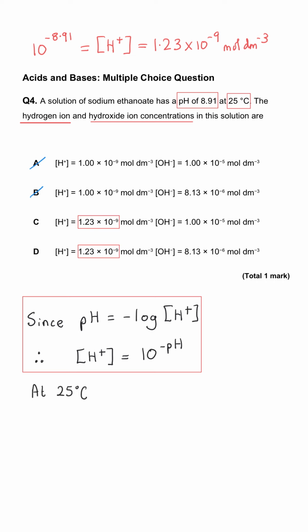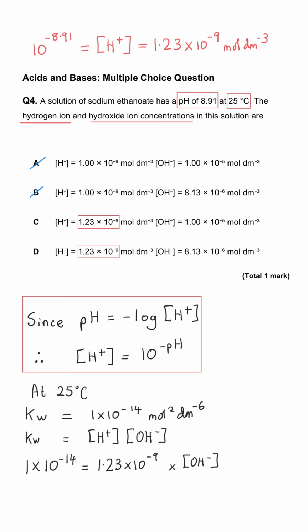Well, the significance of that temperature is that if it's 25 degrees C, the value for Kw, the ionic product of water, is going to be 1 times 10 to the minus 14, because that's just a fact that you need to know about 25 degrees C temperature. And Kw is the product of the hydrogen ion concentration and the hydroxide ion concentration. And so we need to maybe just inspect these numbers and say, right, well, if the hydrogen ion concentration is 1.23 times 10 to the minus 9, what can we multiply that by to get 1 times 10 to the minus 14? And you can actually just inspect the number for the hydroxide ion concentration.